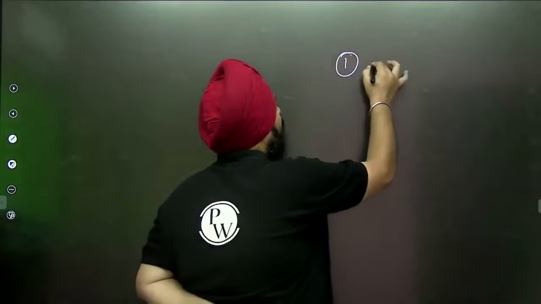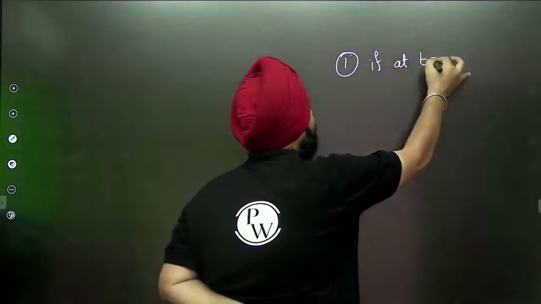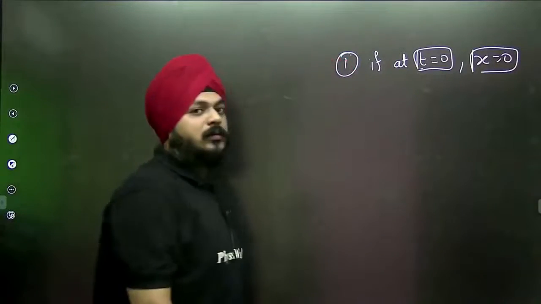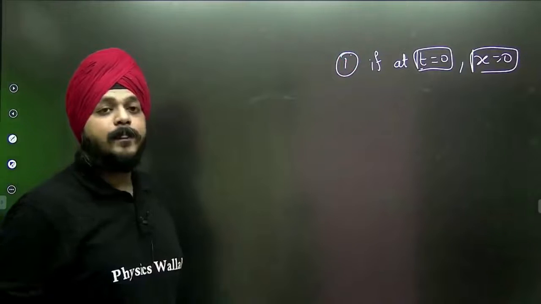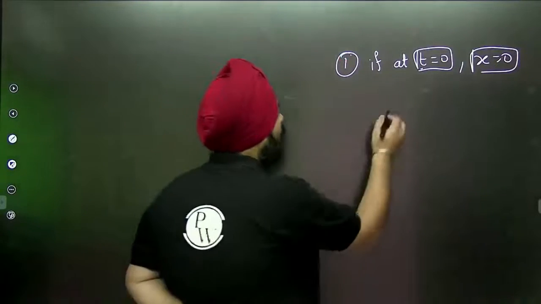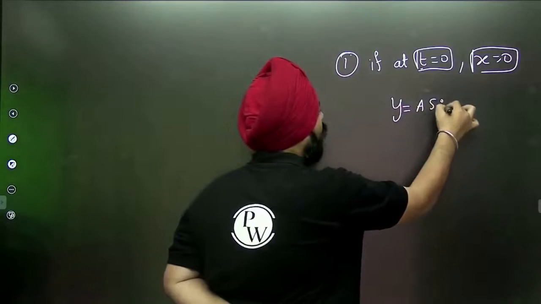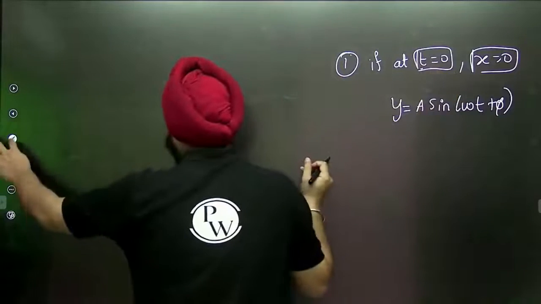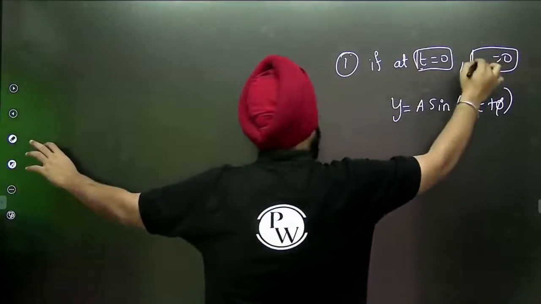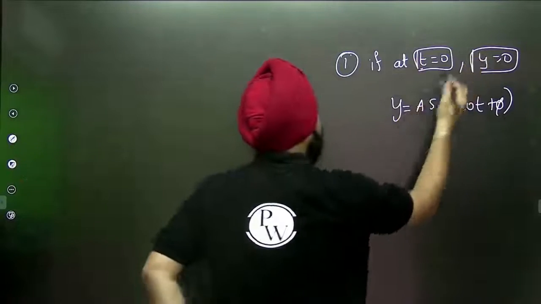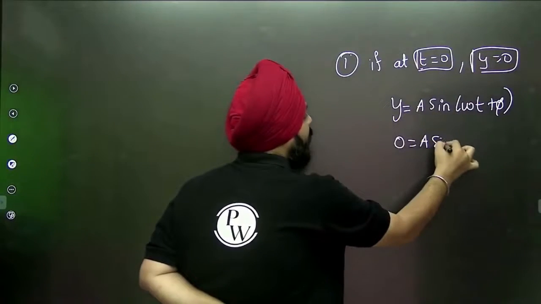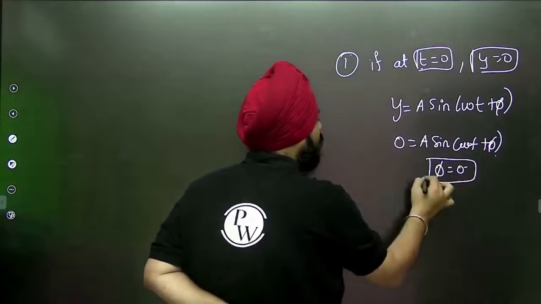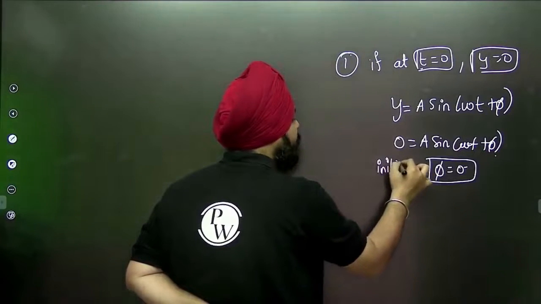First, if at t is equal to 0, the particle is at x is equal to 0, what is the initial phase? Y is equal to A sine of omega t plus phi. At t is equal to 0, x is equal to 0; let's take y is also 0. So 0 is equal to A sine of omega t plus phi. We are getting the initial phase as 0.